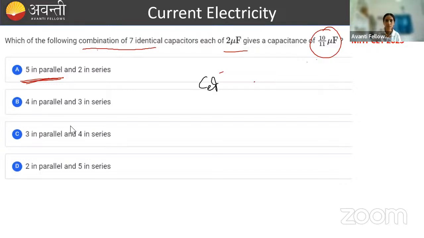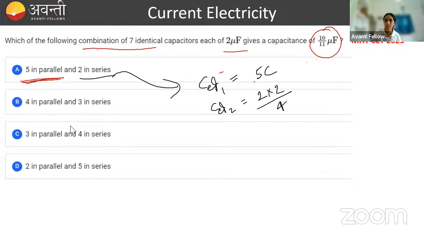So in the first case, the first 5 are in parallel, so that will become 5C, and another two are in series. For the second set, you will add them in parallel: 2 into 2 by 4, and this gives 1 microfarad. So it is 5 in parallel and 2 in series.